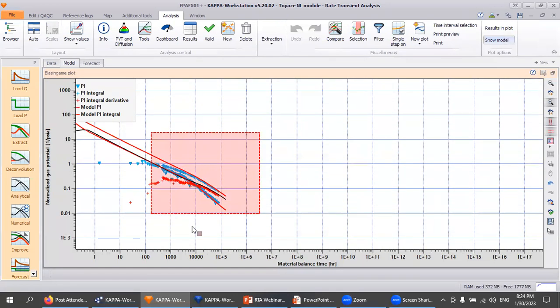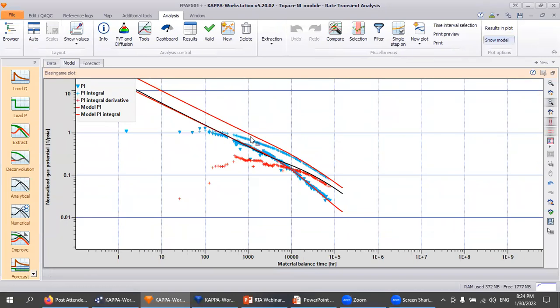For the Blasingame plot, as you can see for this one, and this is the matching of the data, we have the pressure integral derivative, the productivity index, the PI integral and the PI integral derivative, and this is the matching of the model. In boundary dominated flow, this plot will generate the negative unit slope line. This is the first feature.